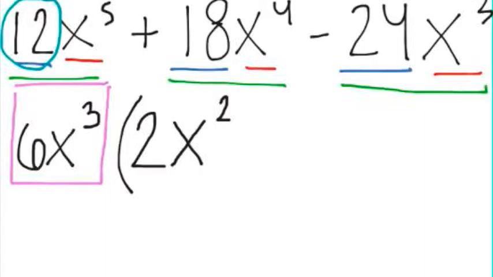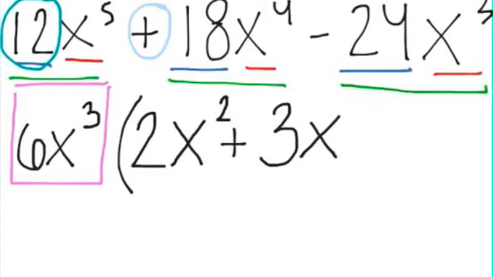18 divided by 6 is 3. But here, as you can see here, there's a positive sign. So we must also place the positive sign here. Now let's look at the variables. 4 minus 3 is 1. So we just put an x here right beside the 3. There's no need for you to put the 1 here, because that is the same as saying this, because there's only one x.